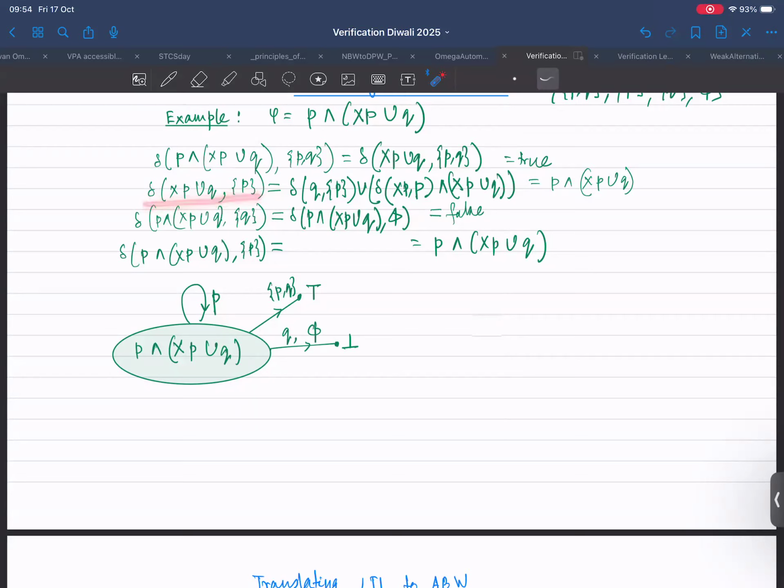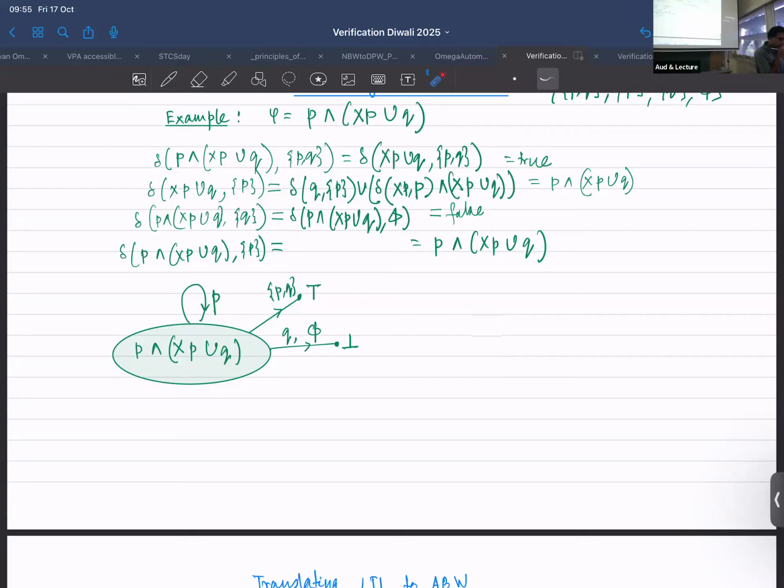Right. So if we start from delta of P and XP until Q, with PQ we are going to true, with Q we are going to false, with the empty set we are going to false, and with P we are going to P and XP until Q.